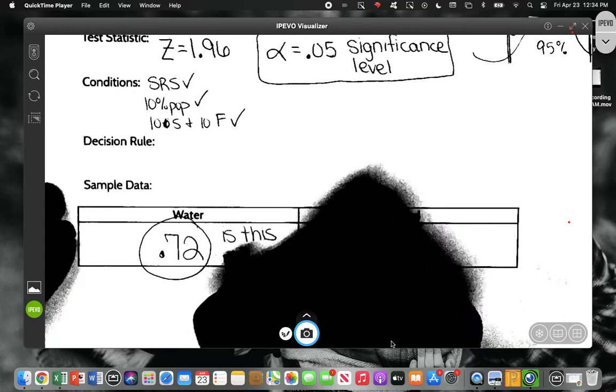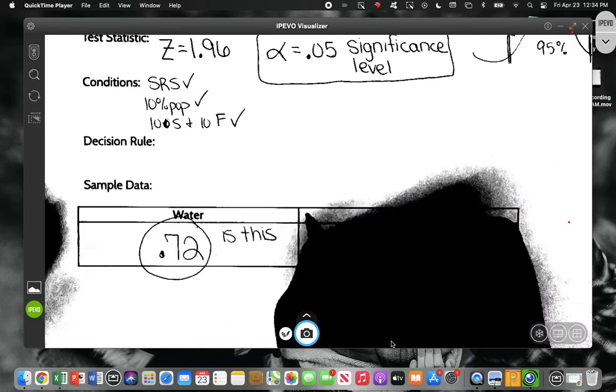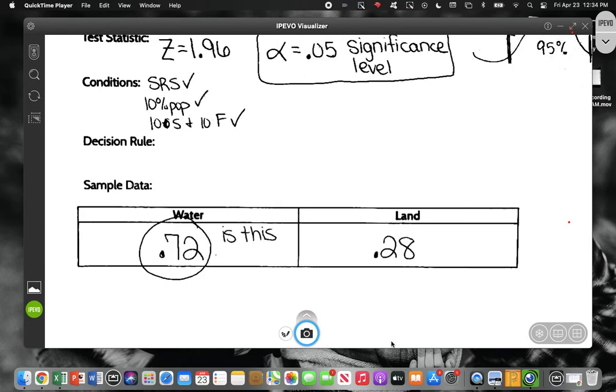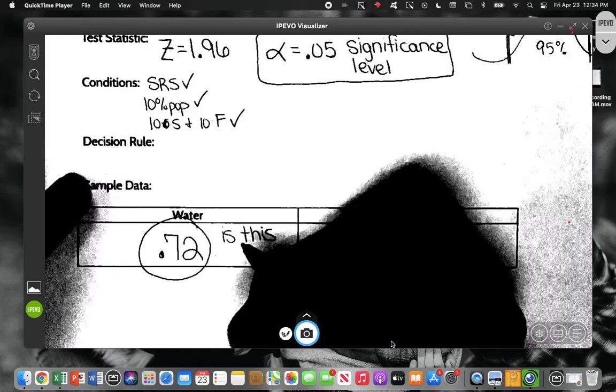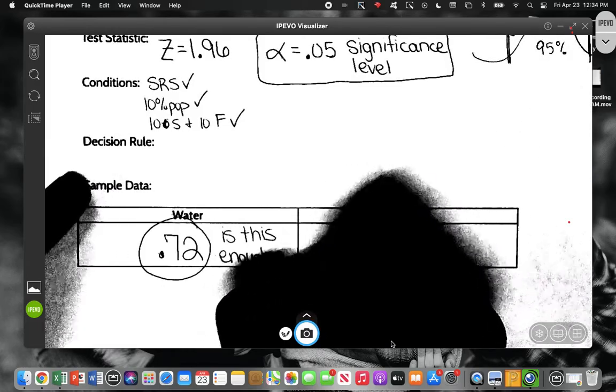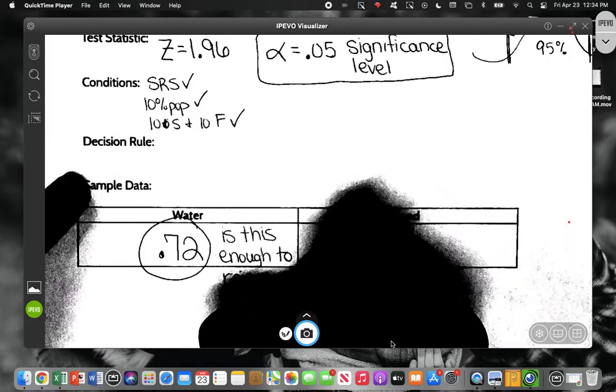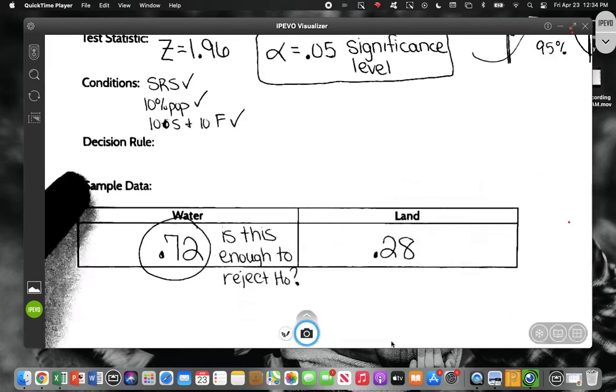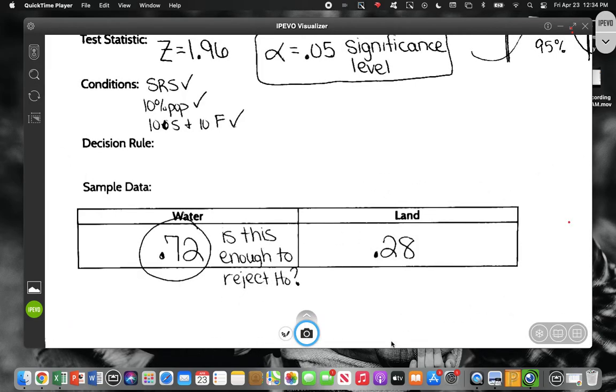I don't know how to word this, but it is less than 0.75. Is it less than enough to show that we have evidence to say that it really is less? So is this enough to reject the null? That's what we're trying to find out. Is this 0.72 less enough from 0.75 to do this?